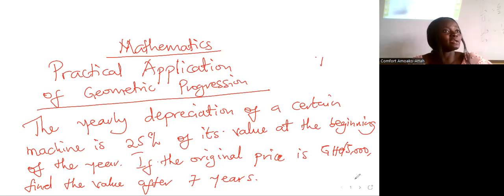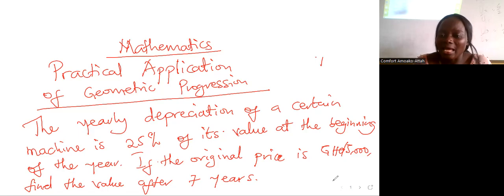The number of terms becomes the 7th. The common ratio is the 1 in percentage. And it is depreciating. It means we are going to subtract from 100. If it is increasing, it means we are going to add to 100. But since it is depreciating, we are going to subtract from 100. Are you okay?